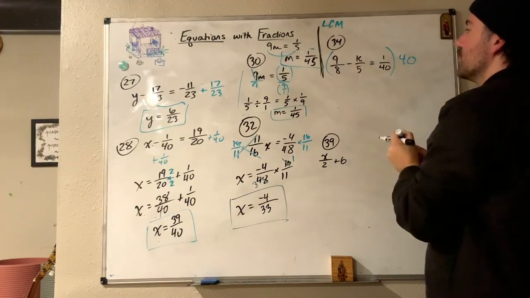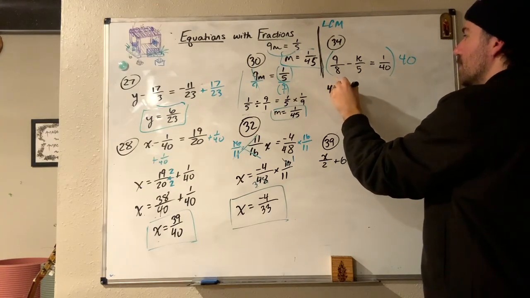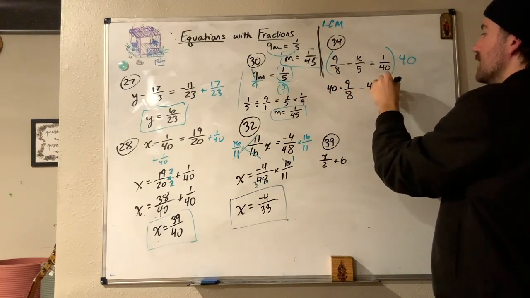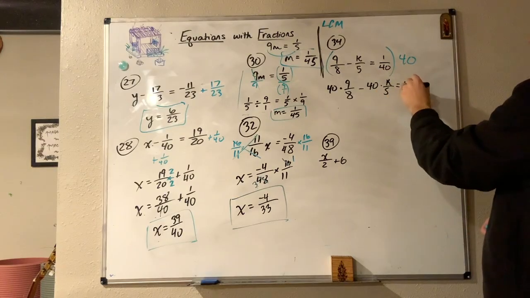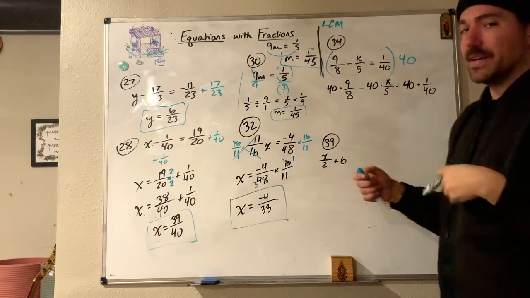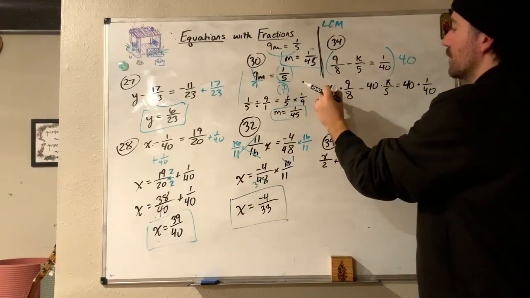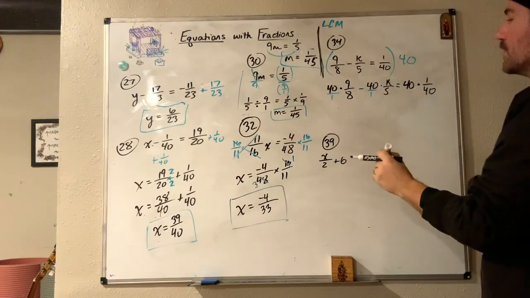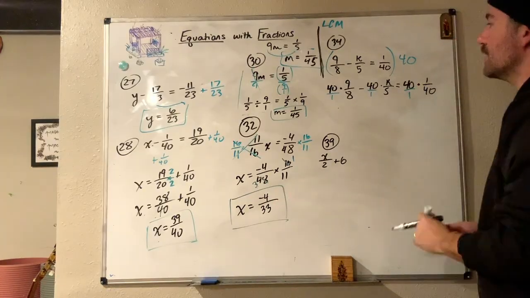Let's imagine it like distributing to every term. And I'll write it like this. So 40 times 9 over 8 minus 40 times k over 5 equals 40 times 1 over 40. And it kind of looks like we're making this a lot messier, but let's see how this will clean things up for us. If I imagine each of these 40s as being over 1, 40 over 1, 40 over 1, 40 over 1, we can do a similar cancellation here.